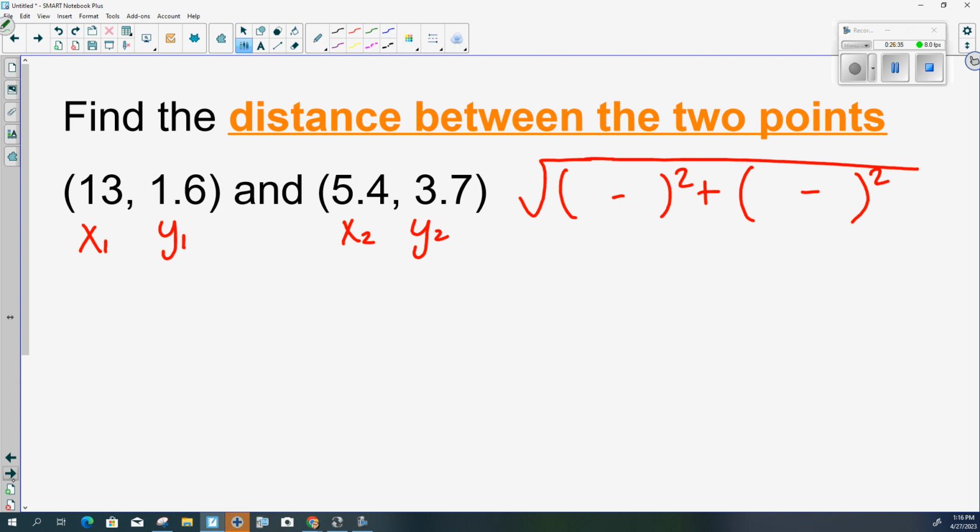So I want you to give me the answer in two ways. Give it to me as a radical, and then give it to me rounded to the nearest tenth.